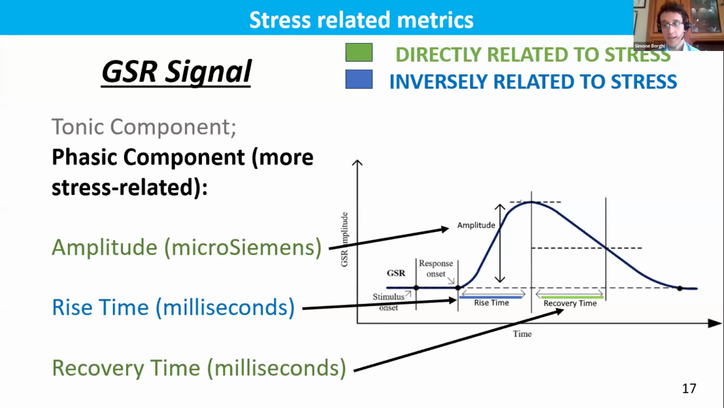The amplitude of the peaks, expressed as a measure of conductivity in microsiemens, represents the magnitude of the stress response. Despite the relative simplicity of the obtained GSR signal, these metrics are very effective to define stress levels.